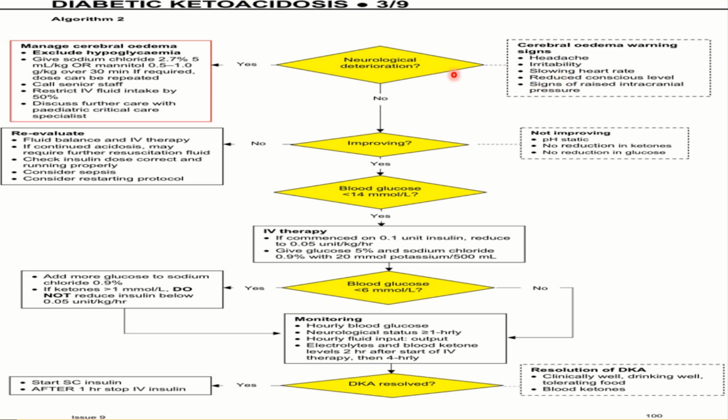So you have to keep in mind if this patient has all these symptoms. If this patient has the symptoms, yes, you have to manage accordingly. What will you give? You will exclude hypoglycemia. You will make sure there is no hypoglycemia. Give sodium chloride 2.7%, or you will give mannitol 0.5 to 1 gram per kg over 30 minutes. You will call the senior staff, restrict the fluid by 50%, and talk to the critical care specialist. So ultimately, if you see neurological deterioration, immediately you have to suspect cerebral edema.